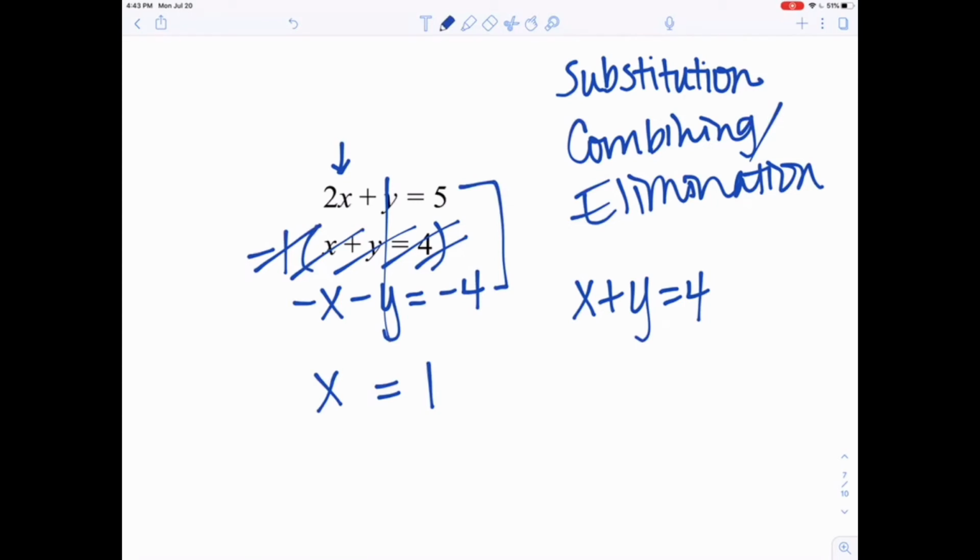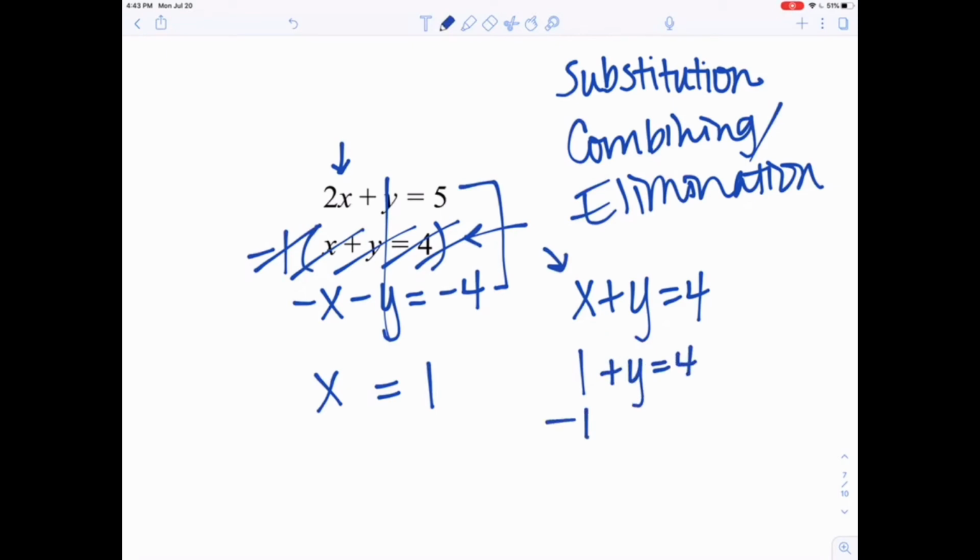Okay, remember this one right here before I transformed it? So now that I have x, I'm going to replace it right here. I'm going to substitute it. So wherever I see an x, I'm going to substitute it with 1 because I now know what x is. So 1 plus y equals 4.